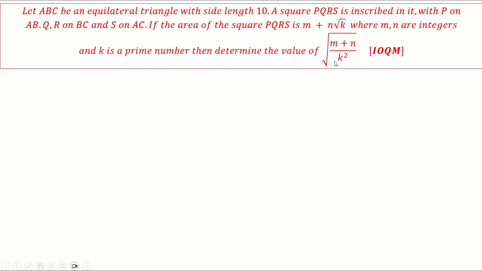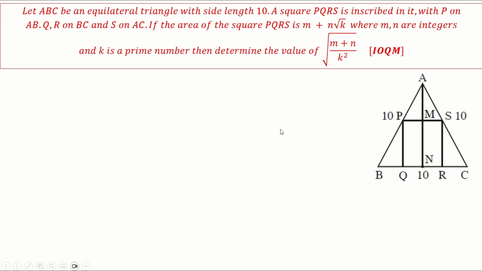So normally, most of the Olympiad questions want only a 2-digit answer. Always they wanted a 2-digit answer. So they try to get into a 2-digit answer. What we need to find out is the area of the square. Okay. Once you know the area of the square, this part is very simple.